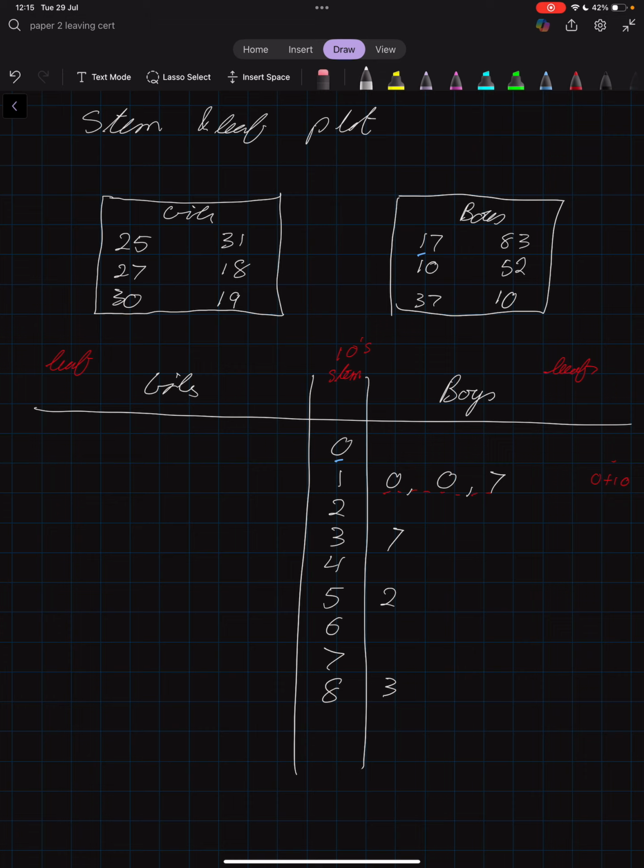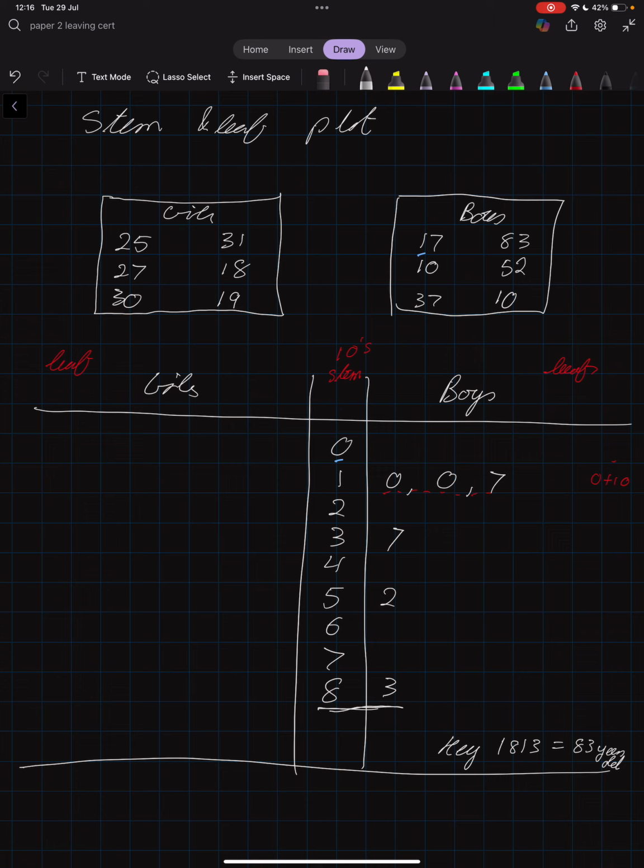Okay. And then you always have to write a key down at the bottom. So the key is basically saying, you put an example: if you see 8 and then a 3, that means it's 83 years old. So the key basically tells you how to read this thing. If you see an 8 and then a 3, what does that mean?